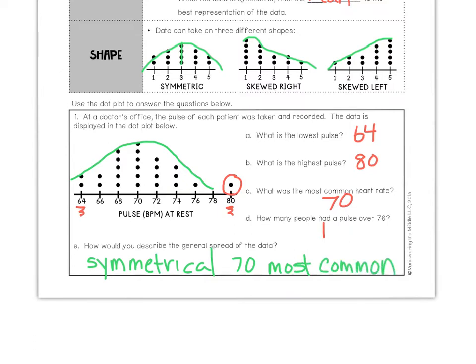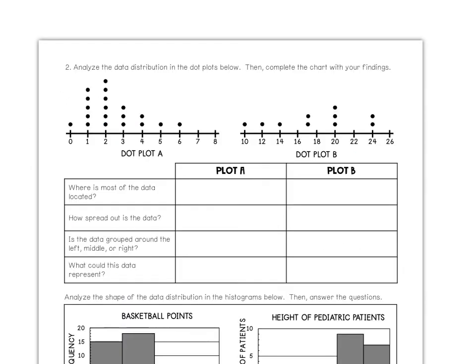All right, take a moment to review that page and we'll go on to the next one. All right, oops, what happened there? Let's take a look at question number 2. Analyze the data distribution in the dot plots below. Then complete the chart with your findings. Remember, as we go along, you can pause the video if you need to catch up with your writing.